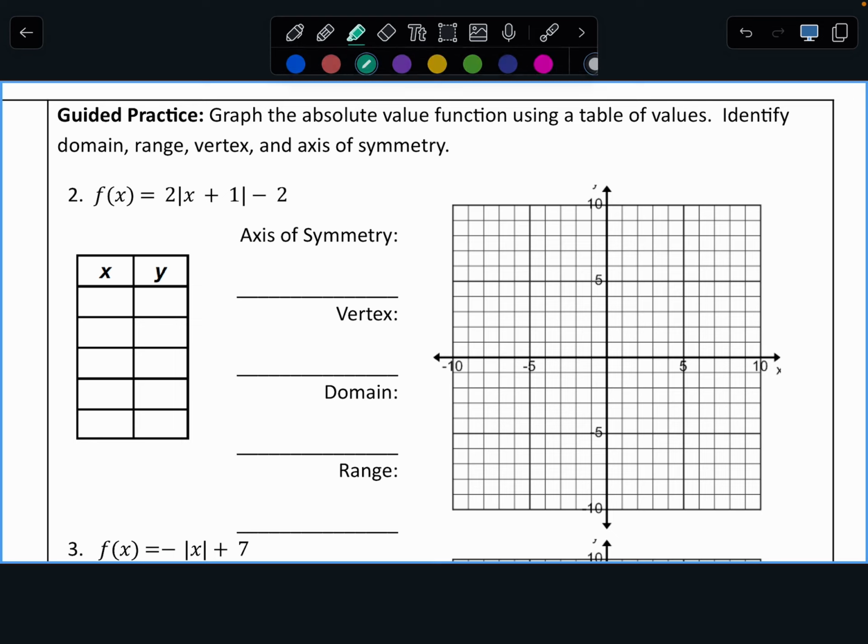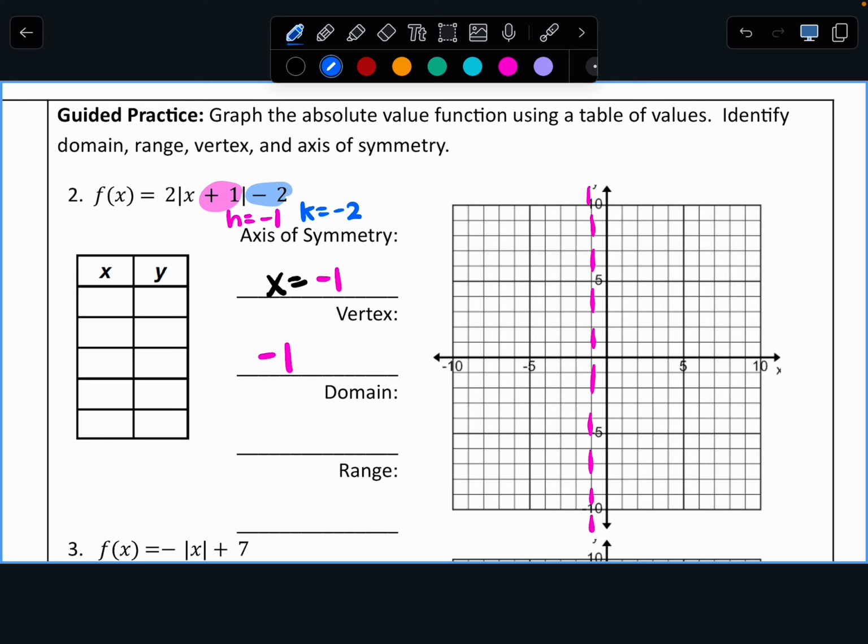Okay, let's identify h and k. Remember to change the sign of h. So h is going to be -1, k is -2. Axis of symmetry is x equals -1. And the vertex is -1, -2. We can put that in the table and plot it. -1, -2. It should be right on your axis of symmetry.